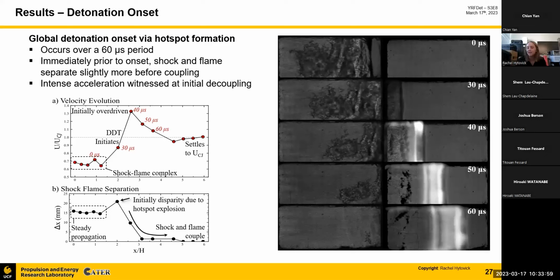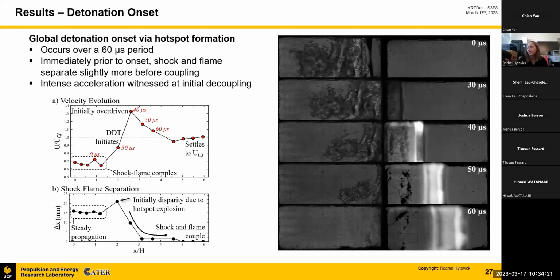And then at 40 microseconds, we see this really bright spot. Due to the exposure and the frame rate, it's likely indicative of a hot spot forming somewhere between the flame and the shock. It can't be wholly resolved because of both our resolution and our speed at this point. But then by 50 and 60 microseconds, we see a pretty steady propagating detonation.